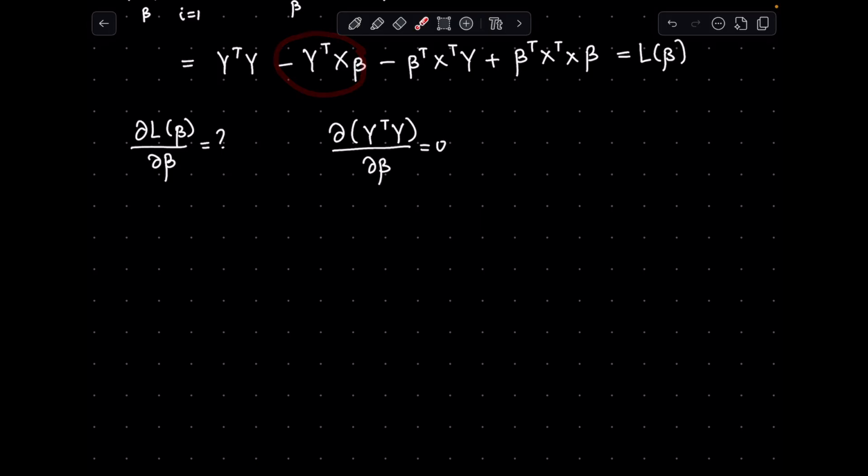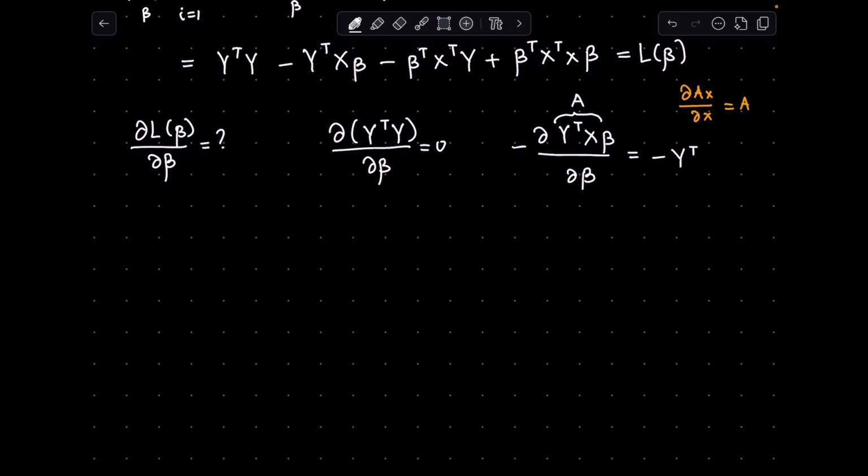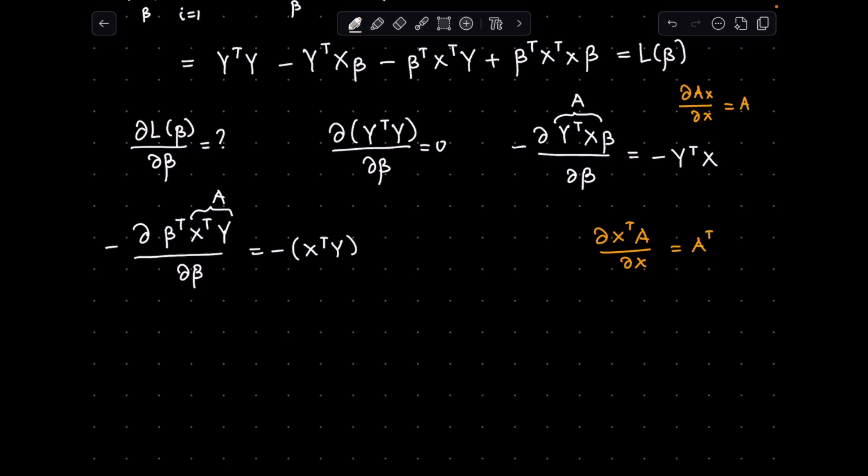For the second term, we use one of the derivative rules. Similarly, for the third term, we again use one of the given rules above. Note that transpose changes the order in matrix multiplication. Finally, the last term uses the remaining derivative rule.